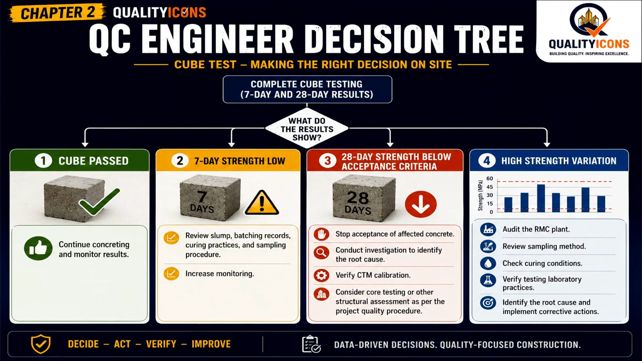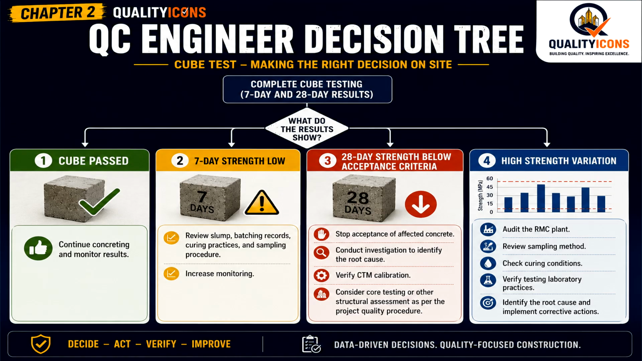If 7 days strength is low, review the slump values, batching records, curing practices, and sampling procedures. This is very important, guys. If you find any problem, variation or deviation, thoroughly verify it. If 28 days strength fails acceptance criteria, stop acceptance of the affected concrete. Investigate the root cause. Verify CTM calibration and consider further assessment as per the project quality procedure.